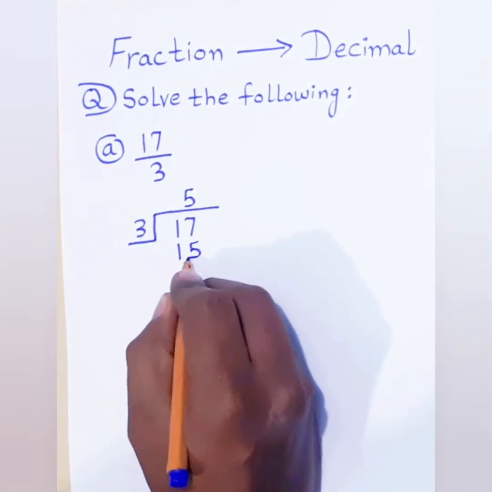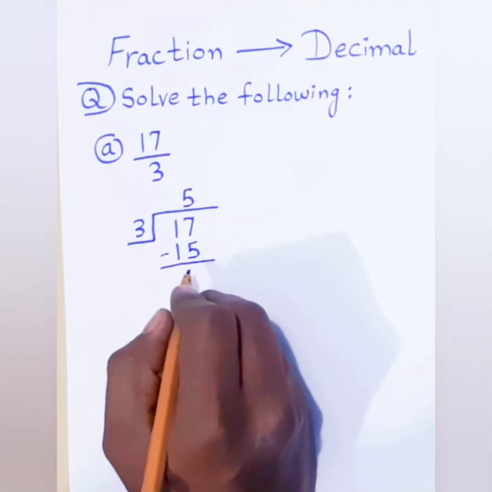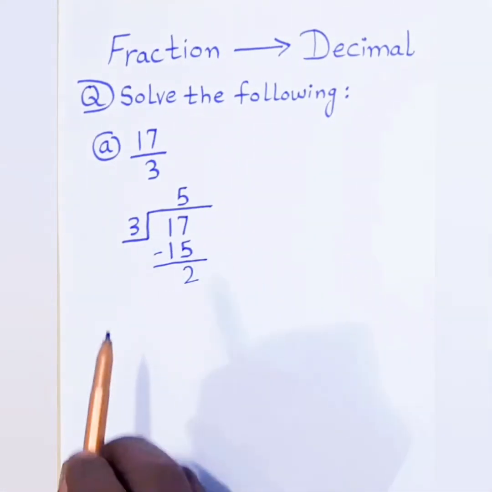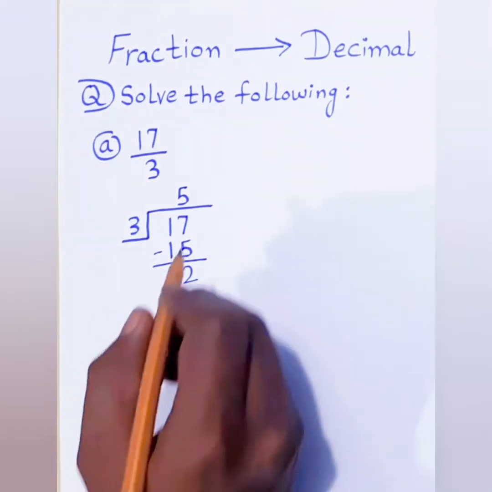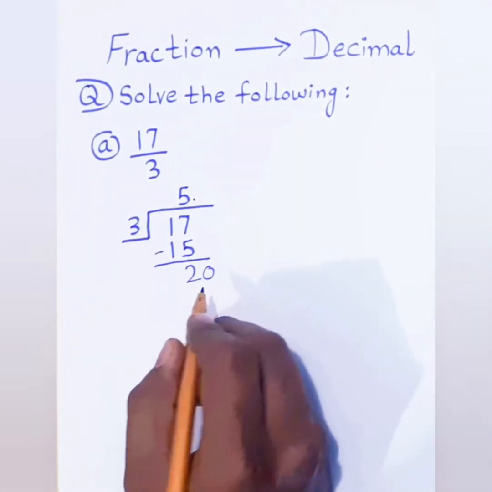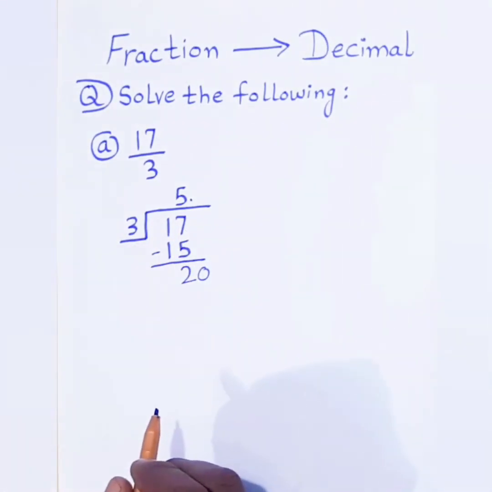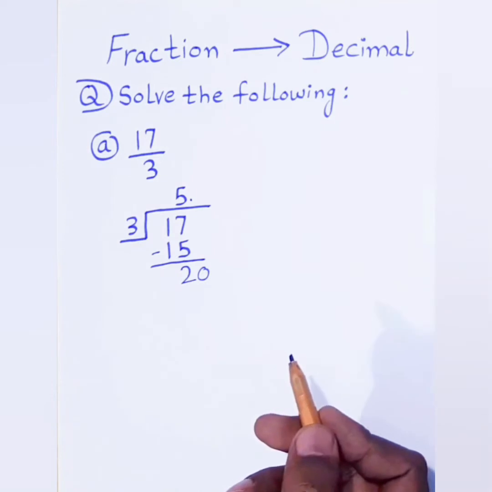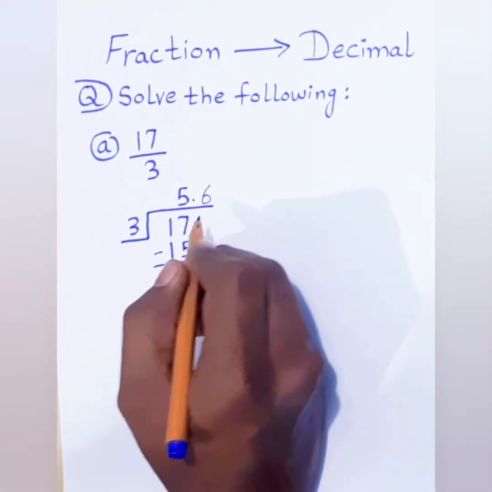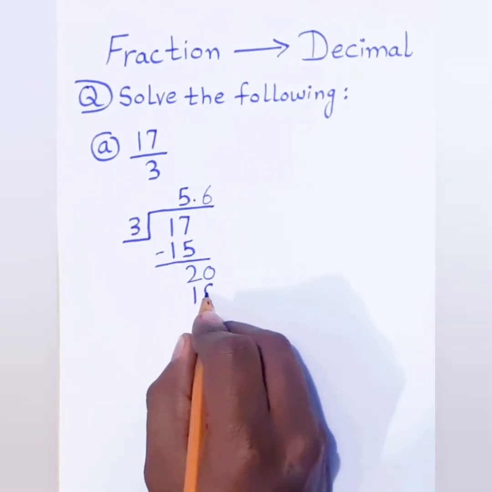Okay, now we have to subtract it. So the answer is 2. Again we have to read the table, but it is smaller than the divisor, so we have to add the decimal point and 0 here. Now 3 1s are 3, 3 2s are 6, 3 3s are 9, 3 4s are 12, 3 5s are 15, 3 6s are 18. So 6 is our answer.